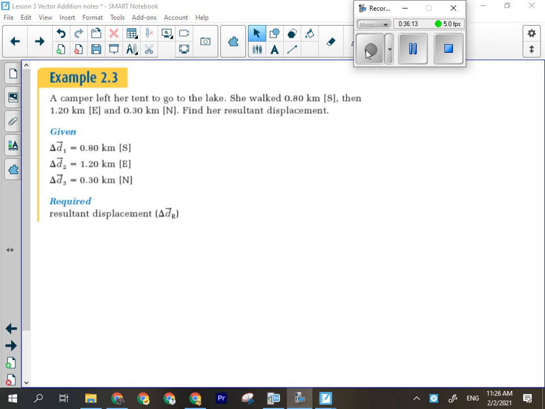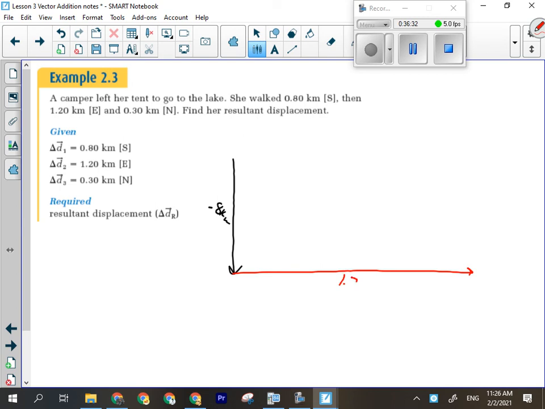Okay, I'm not going to go through the whole thing, but I'm just going to draw the diagram so you can make sure you've got the diagram right. Okay, so it says here that first she walks 0.8 kilometers south. Okay, then she walks 1.2 kilometers east. And then she walks 0.3 kilometers north.